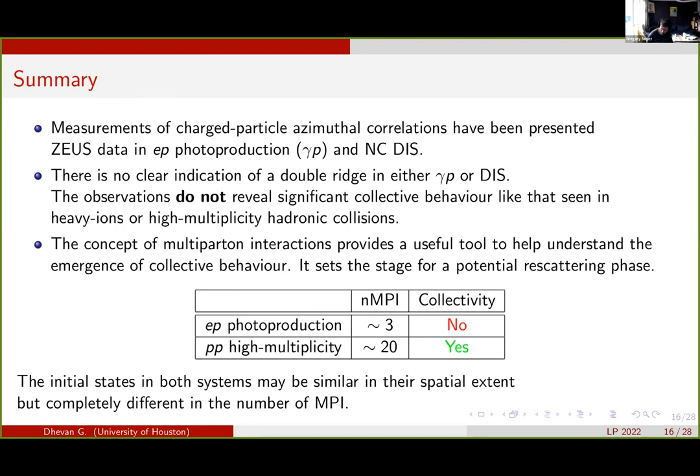The study of small systems is something that has attracted a lot of discussion in the hadronic community over the past couple of years. Do you know if there's any theoretical expectation for a system such as ep?